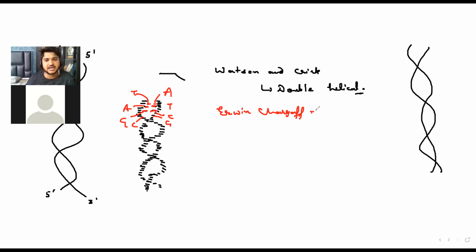Chargaff says that adenine always forms two hydrogen bonds with thymine, and guanine always forms three hydrogen bonds with cytosine. That's why Chargaff also says that adenine and thymine are always equal, and guanine and cytosine are always equal, because they always connect with each other.